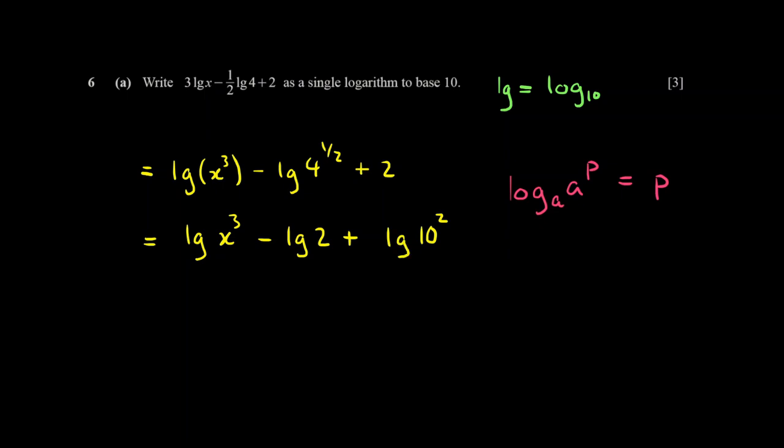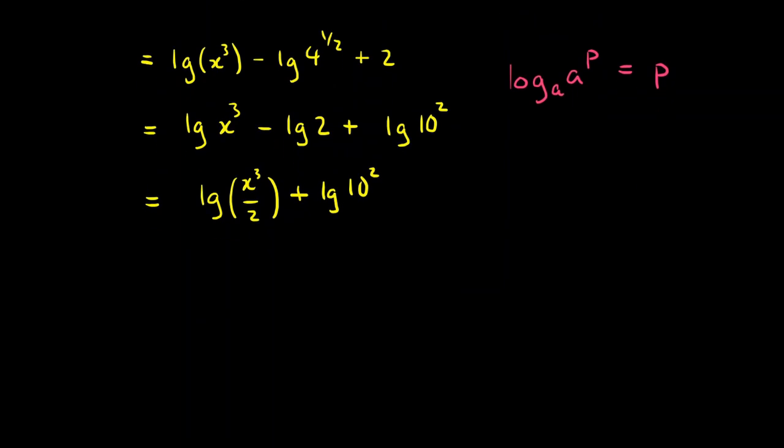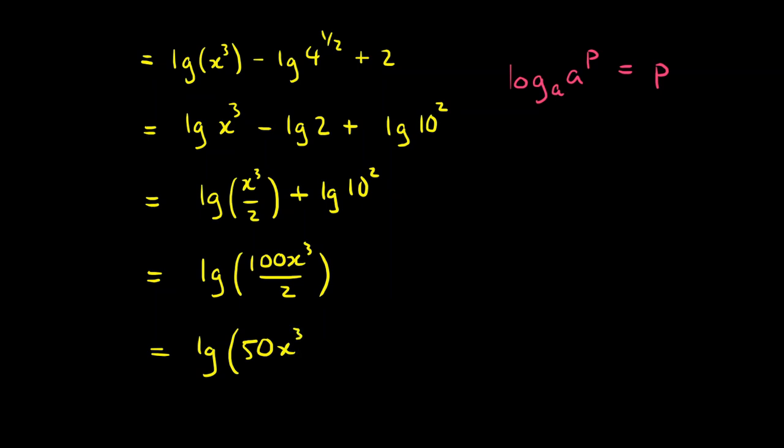Okay, so now what I can do is I can combine these using my 2 log rules. So log x cubed minus log 2 is log x cubed over 2. And then I can rewrite this using the next log rule, which is log a plus log b is log a times b. This is log 10 squared, which is 100, times by x cubed upon 2, which is log 50 x cubed.